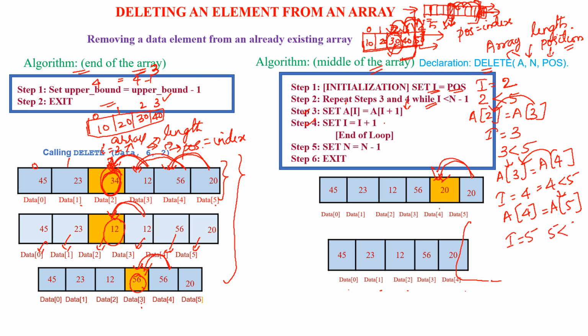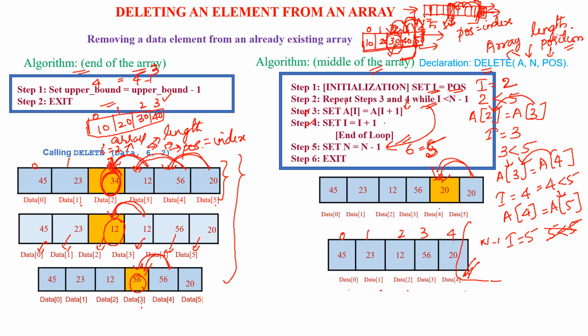It checks the condition whether 5 is less than 5. No, it is false. So it comes out of the loop and it executes the next step. Now set n is equal to n minus 1. What was your n? 6, right? Now the length will be changed to n minus 1, 6 minus 1, so length will become 5, right? So when length is equal to 5, what will be your index? Index starts with 0, 1, 2, 3, 4. That is n minus 1 will be your index, right?